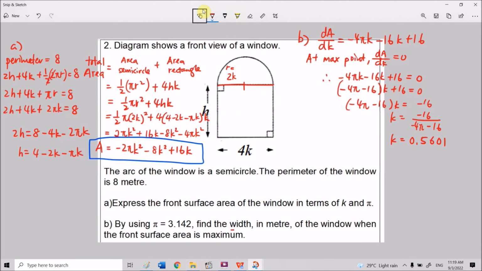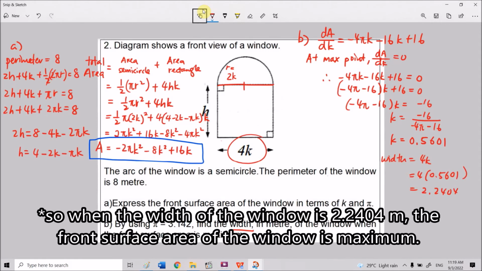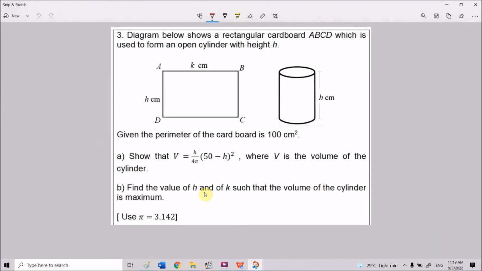So the question asks for the width. So this is the width. The width is 4k. So width equals 4k. So 4 times 0.5601, which is 2.2404 meters.